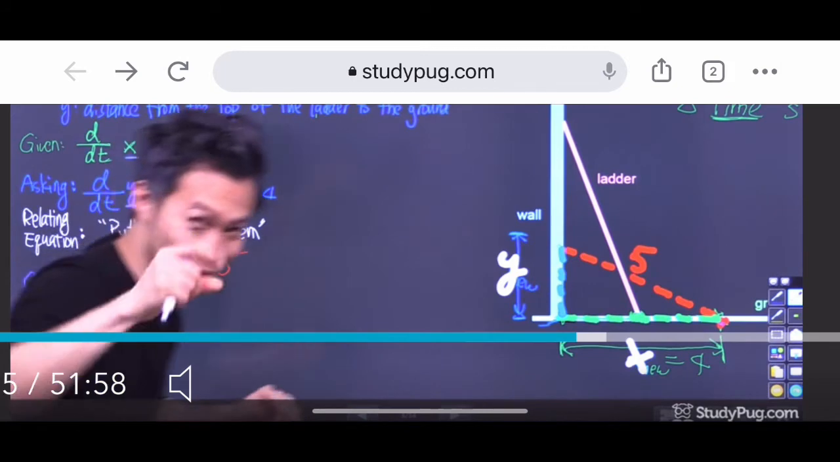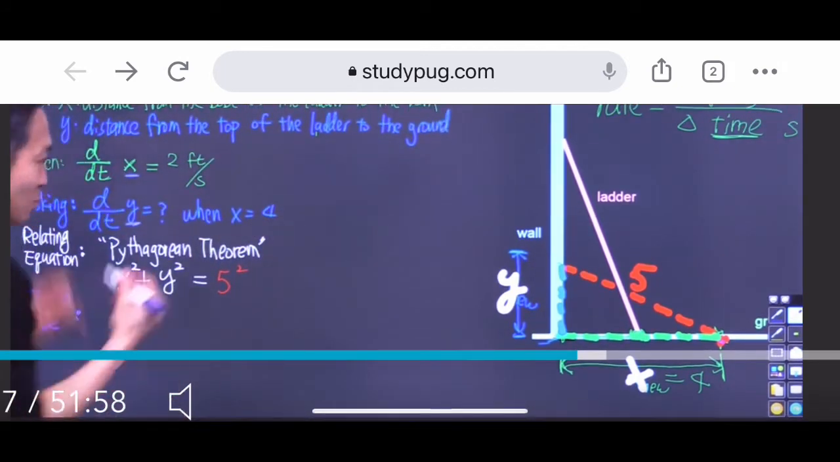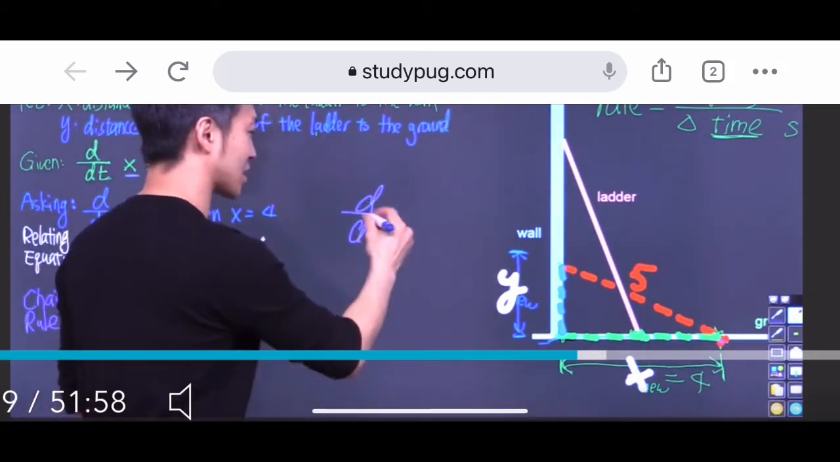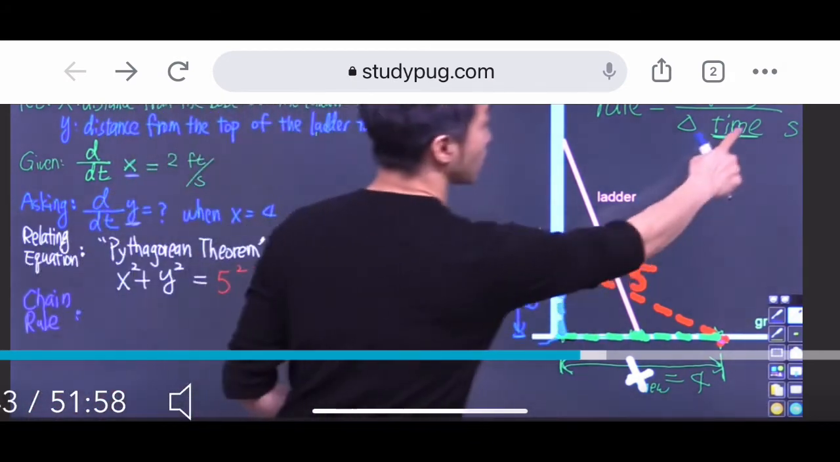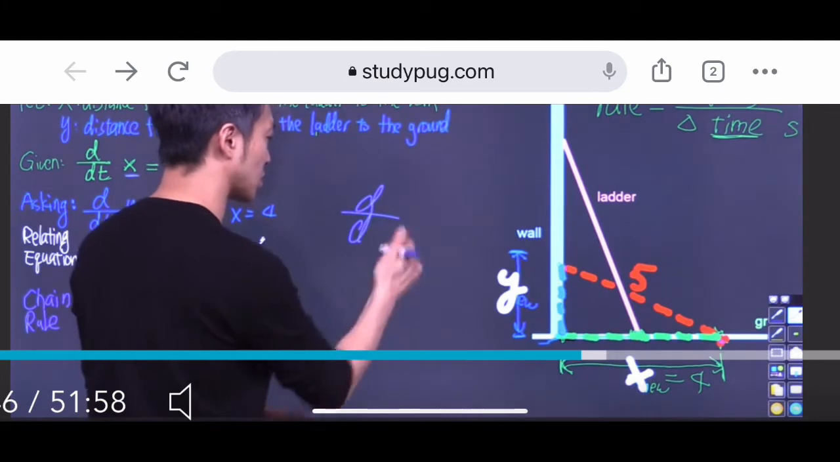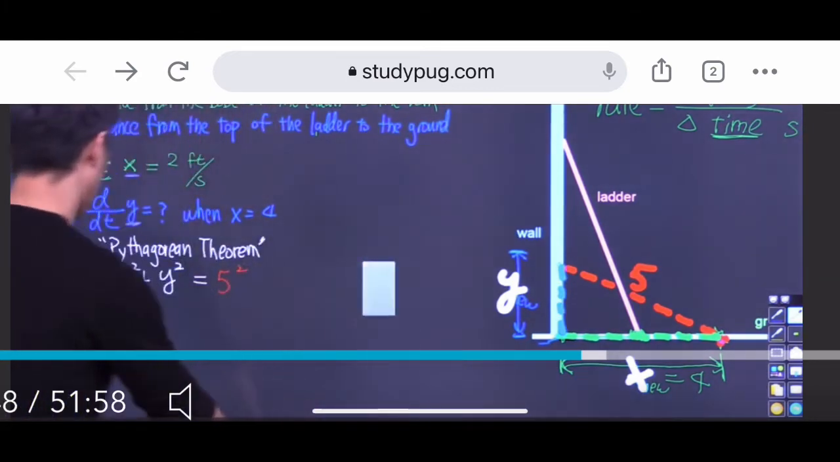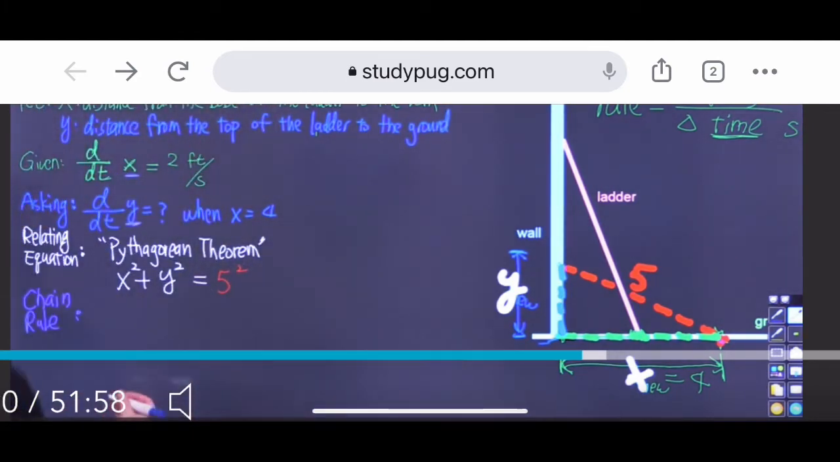Guys, rate. See, I was being careless there because I'm so used to writing d over dx. But no, guys, when we're dealing with rate, the denominator must be what? Time, right? Denominator must be time, so it's d/dt. Okay, so now let's differentiate both sides of the equation with respect to time.